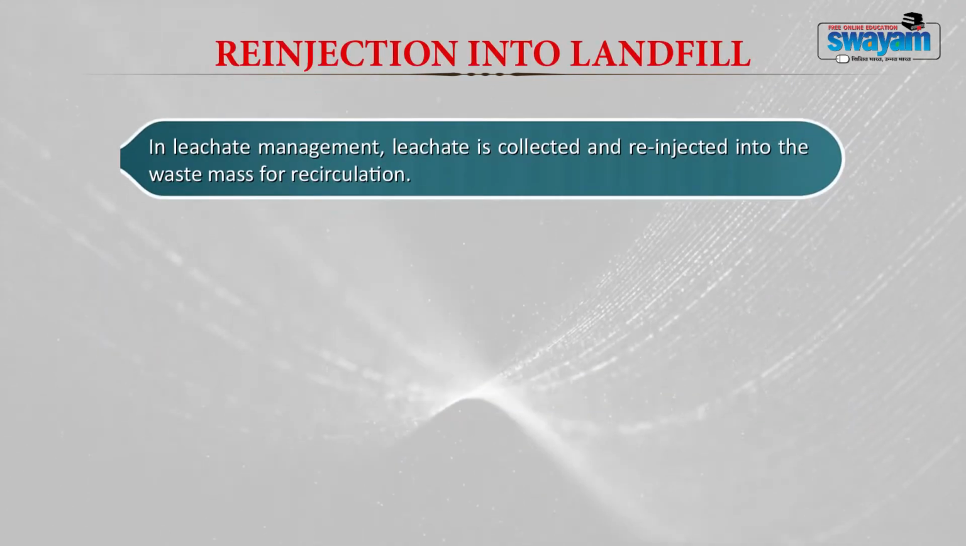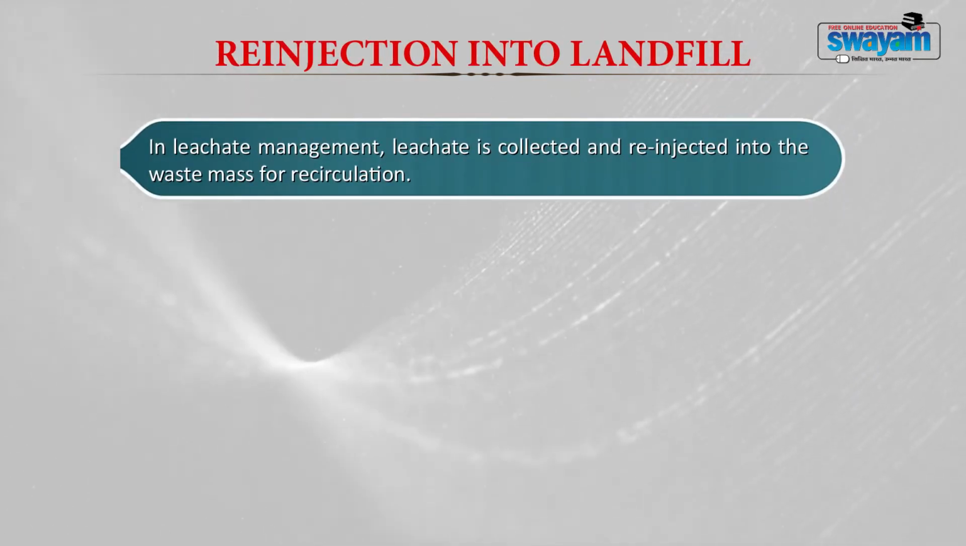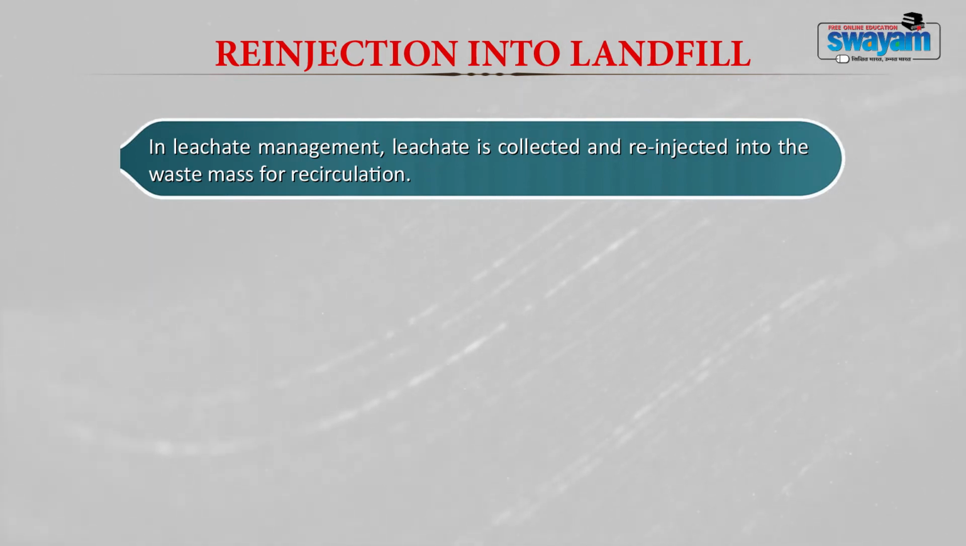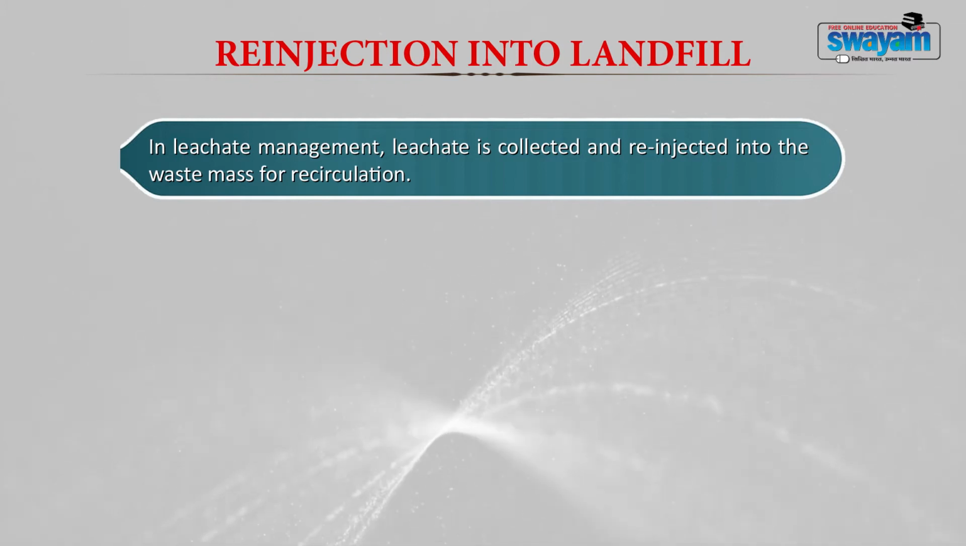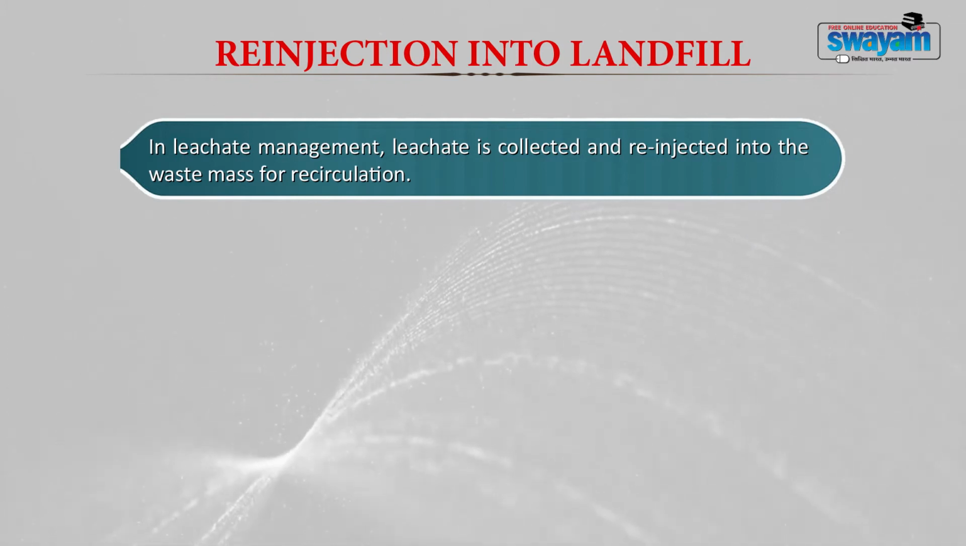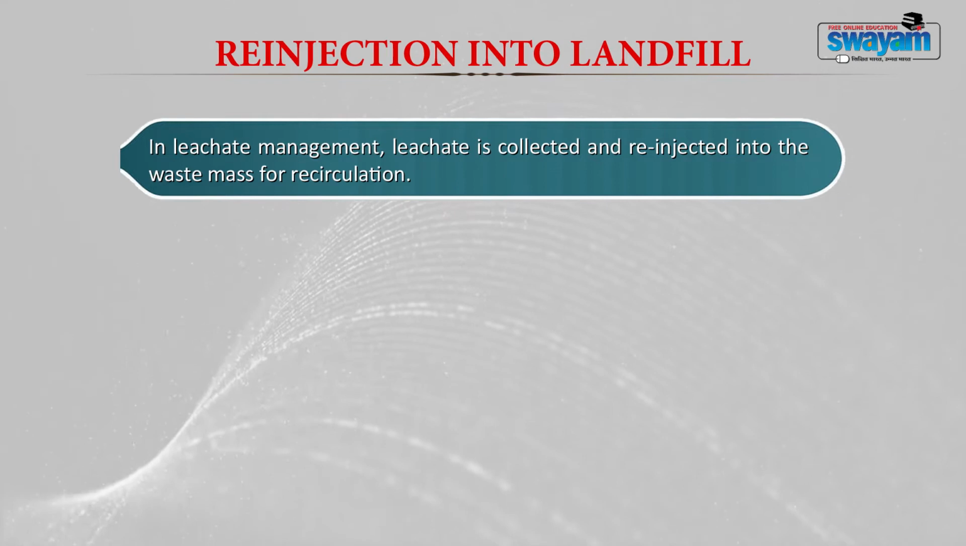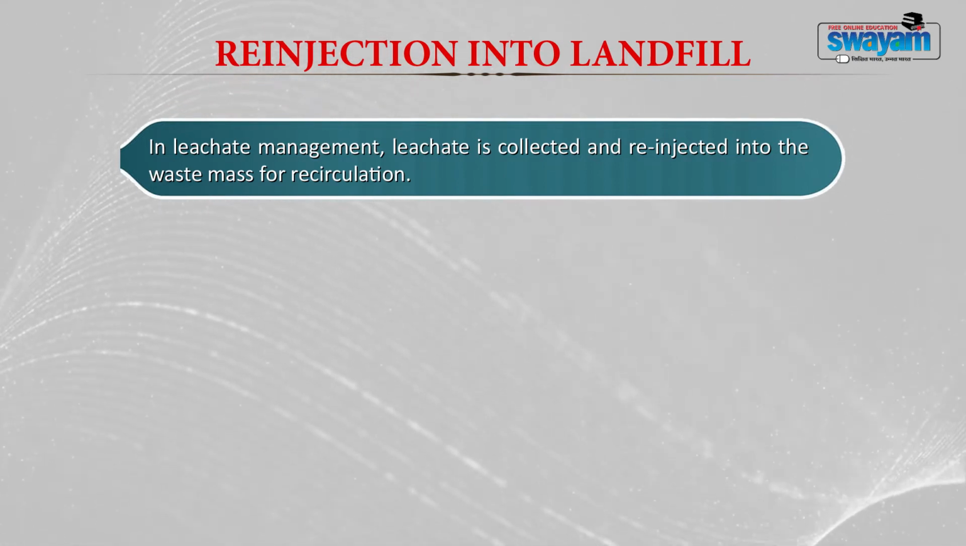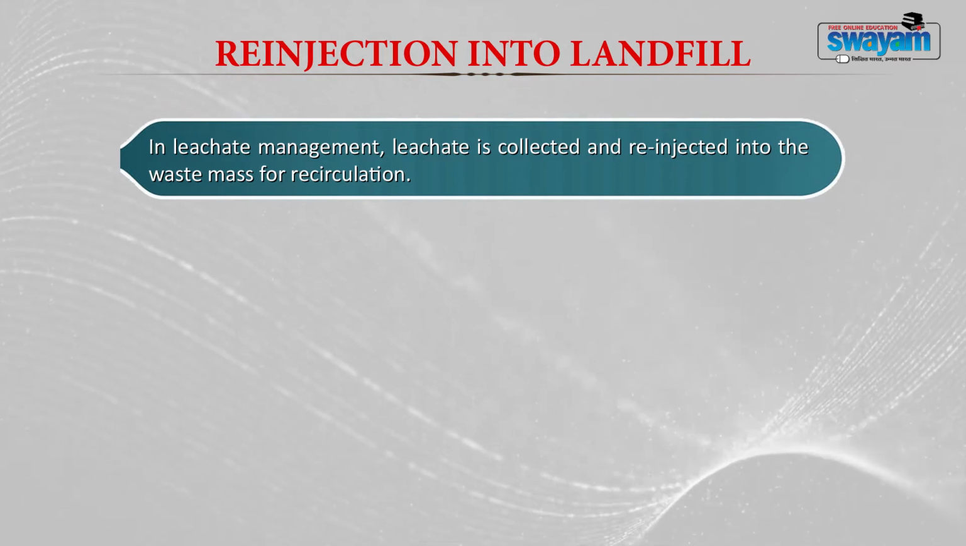Now, the leachate that is collected from the landfills can be re-injected back into the waste or recirculated back into the waste mass. By doing so, you can maintain the moisture condition that is present in the waste loaded in the landfill. Now, when the moisture conditions are optimum, the waste degradation speeds up and then the performance becomes better.